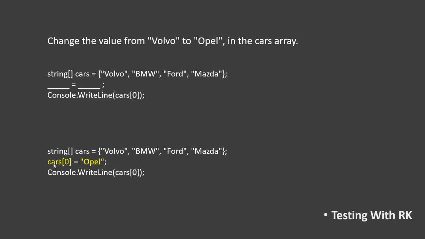And the answer is cars of 0 is equal to Opel. Remember, the position of Volvo is at index 0. So when I say cars of 0, it is pointing at this index, and then the Opel will move into this particular index.